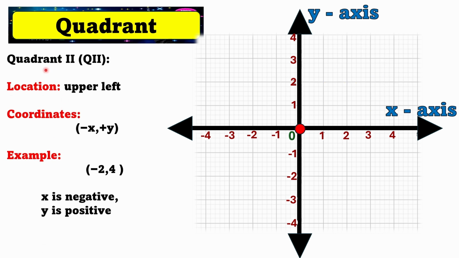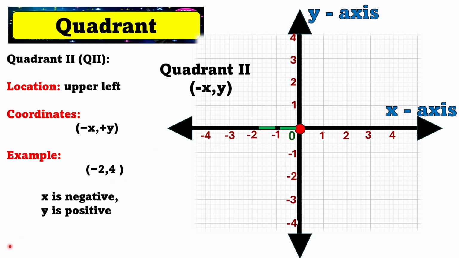Now for the second quadrant or quadrant 2, location is upper left. Coordinates, we have negative x, positive y. So we have the second quadrant or quadrant 2 again. The coordinate is negative x, positive y. Example, we're going to plot the point -2, +4. And here's the step. So our x coordinate is -2. So we move 2 units going to the left direction.